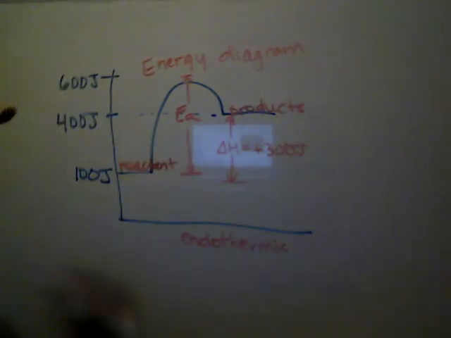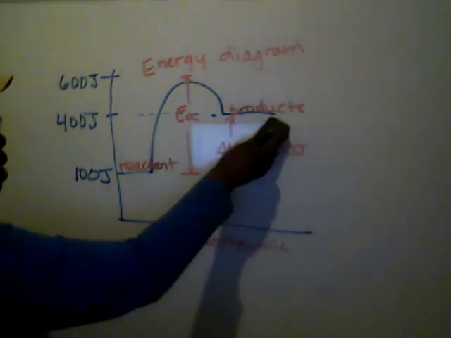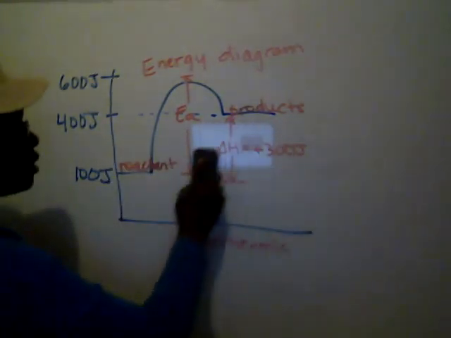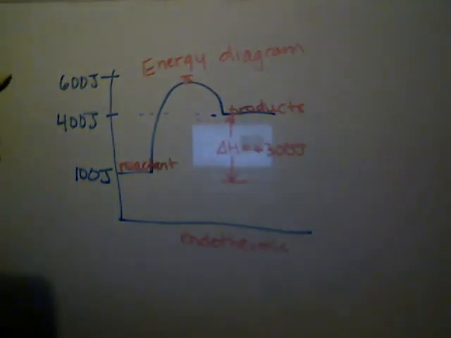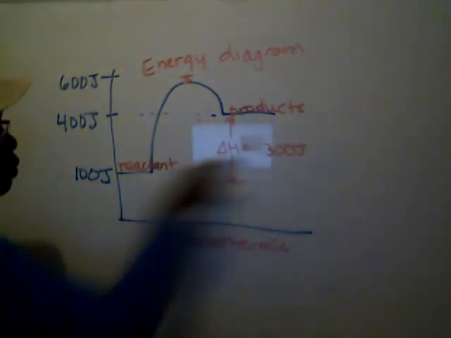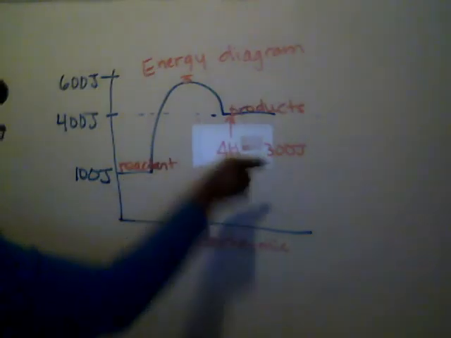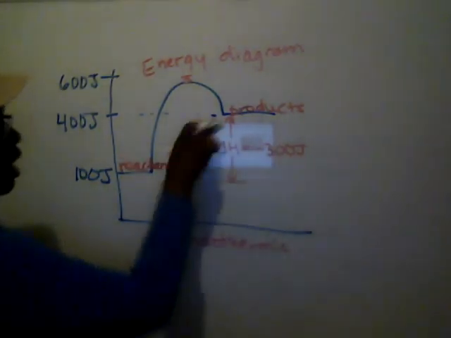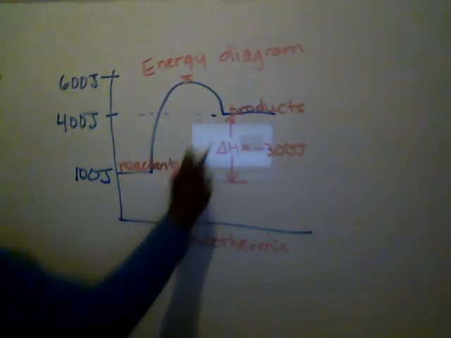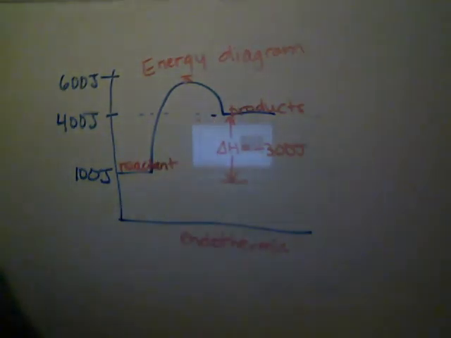But let's look at it going the other way. Let's assume that we're starting with the products and we're going backwards to the reactants. So I'm going to erase this. The change would still be the same. The only difference is if it was positive going this way, it's going to be negative if we go this way. So if we're starting at 400 and we drop to 100, we lost 300 joules of energy.